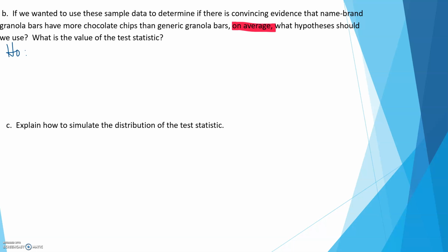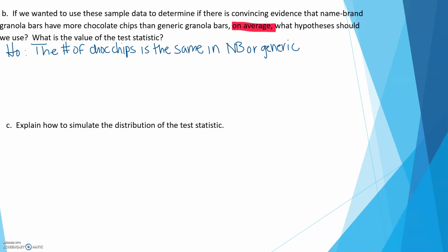So we've got the null, and this one's going to be worded a little bit different. So let's just say the number of chocolate chips is the same. We're not going to do "same ability." I mean, granola bars don't really have an ability. So we're going to say the number of chocolate chips is the same in the name brand or generic. Okay, easy peasy.